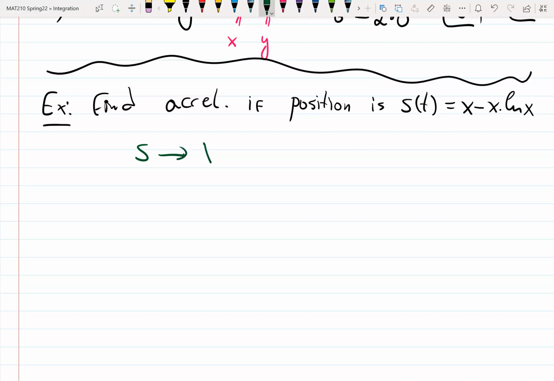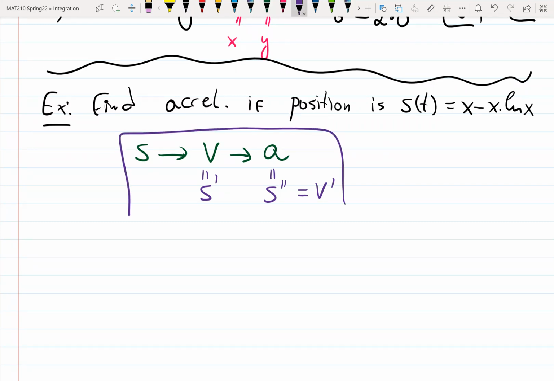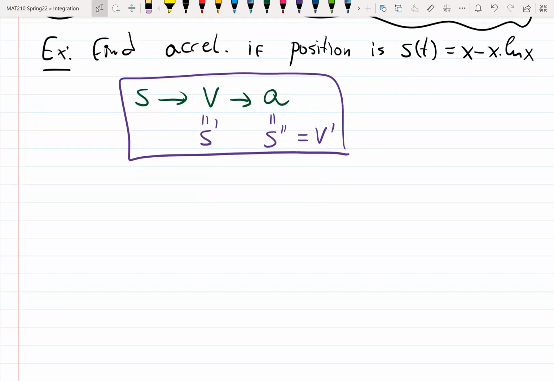Position gives you velocity. Velocity gives you acceleration. Taking the first derivative and then the second derivative of the position, or the first derivative of velocity, gives you acceleration. That is important, so remember that. And remember, marginal means derivative of stuff. So we need to differentiate twice to get acceleration.